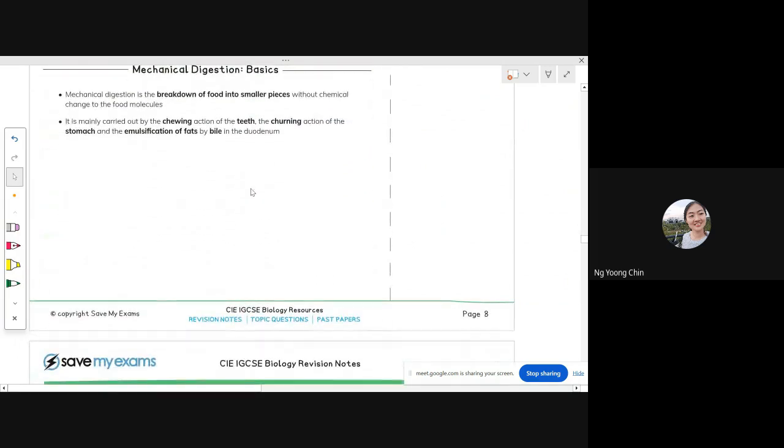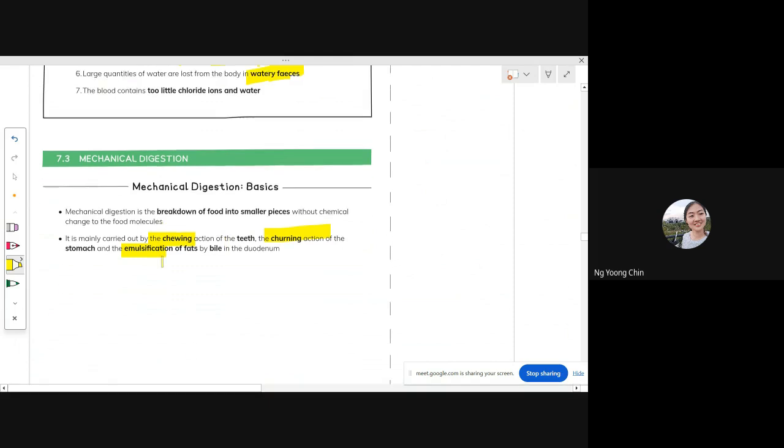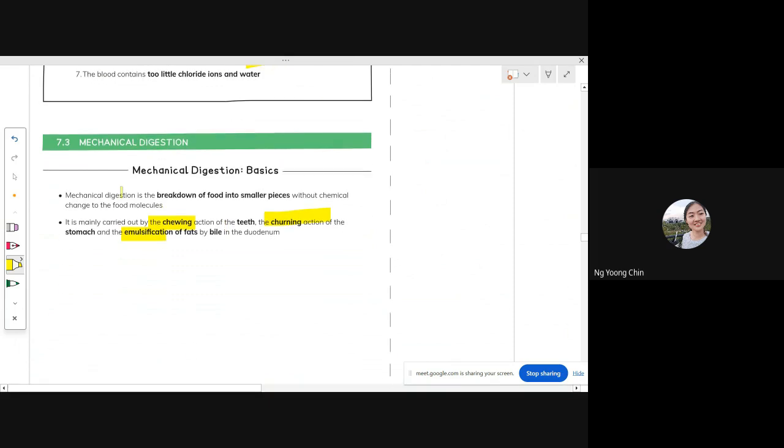And now, mechanical digestion. Okay, now we talk about mechanical digestion. There are two places where mechanical digestion happens. One is your teeth, another one is the stomach. Okay, the chewing action of teeth, the churning of the stomach, and the emulsification of fats by the bile in the duodenum. Mechanical digestion helps to break down the food into smaller pieces. It does not alter the chemical structure of the food molecules. It just changes them in a physical way, from larger pieces to smaller pieces.